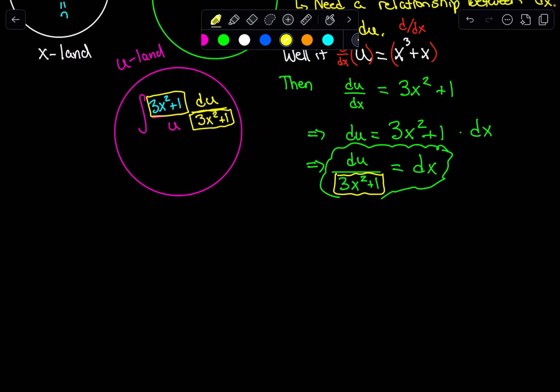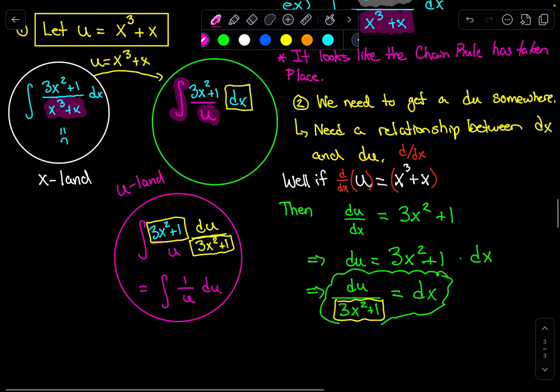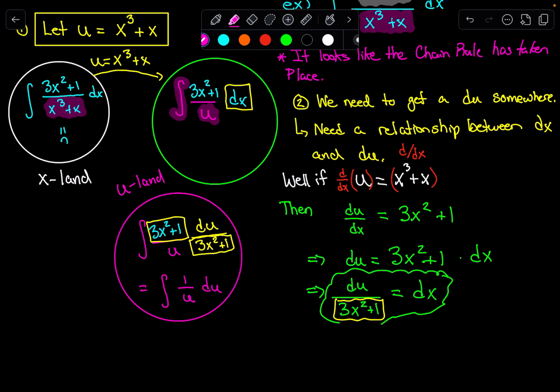And so what we've now accomplished is that this integral is really just the integral of 1 over u times du. So let's scroll back for a second, okay? So we started over here. We started in X land. Everything is difficult. We made an educated decision based on the fact that it kind of looks like the chain rule is taking place, right? 3x squared plus 1 is the derivative of x cubed plus x. So without really much explanation, I said, let's let u equal x cubed plus x.